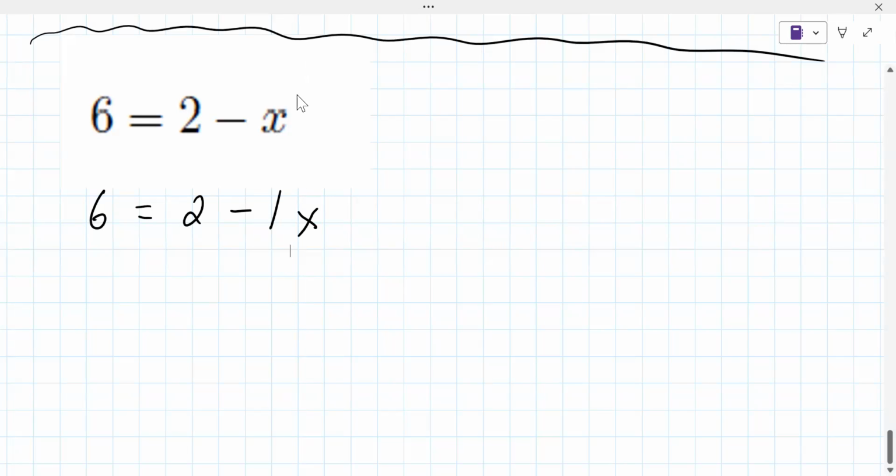This 2 is being added. This -1 is multiplying. And just like all the other problems we're doing, we're going to first subtract and then second divide. So you subtract the number that's being added. The 2 is being added. So what are you going to subtract in the problem?